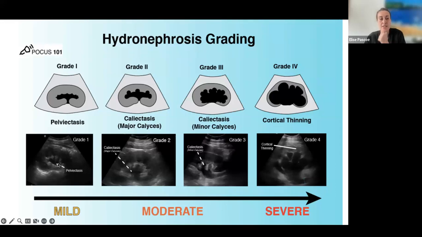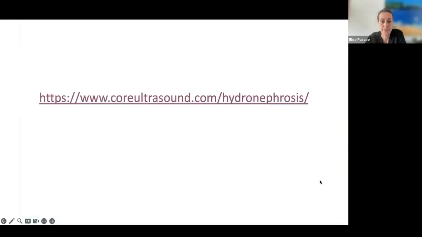Mild, we start with dilatation of the renal pelvis. When we get to moderate, we start getting dilatation through to the calyces as well, which starts to be these little finger-like projections. When we get to severe hydronephrosis, that dilatation, that hypoechoic area becomes contiguous with the medullary pyramids, which are usually hypoechoic, and we get the appearance of thinning of the renal cortex.